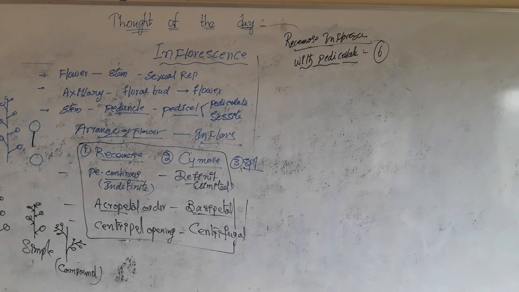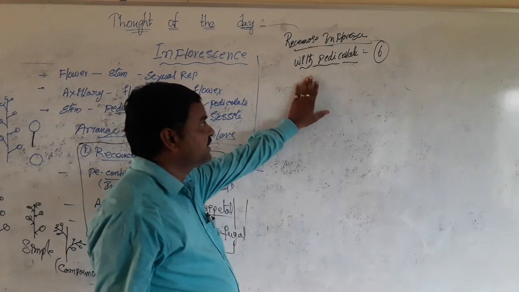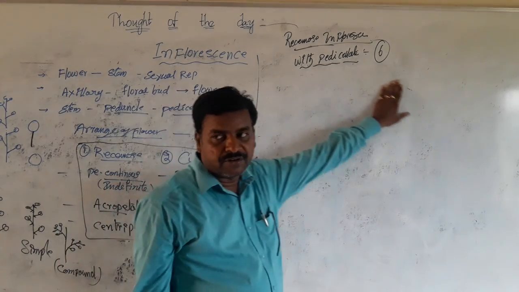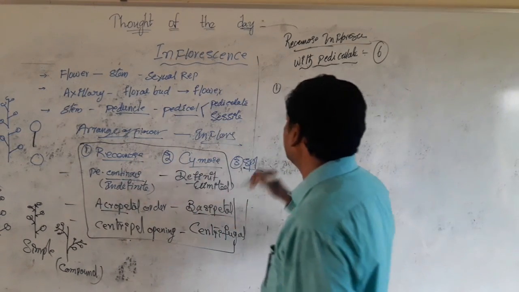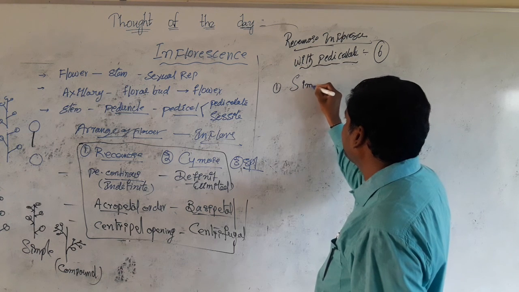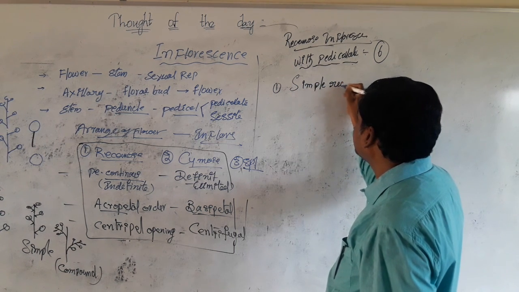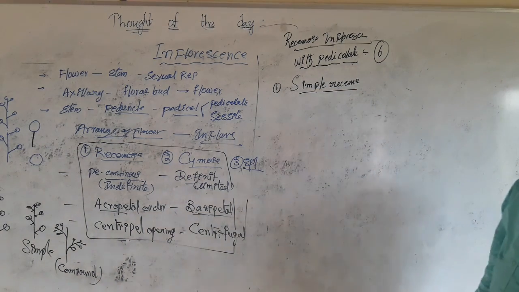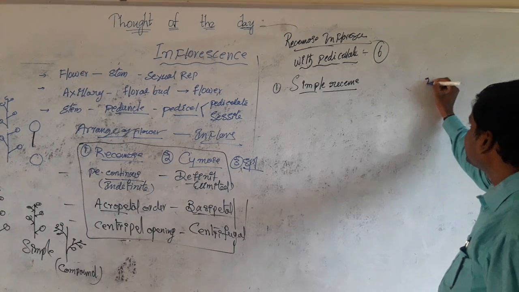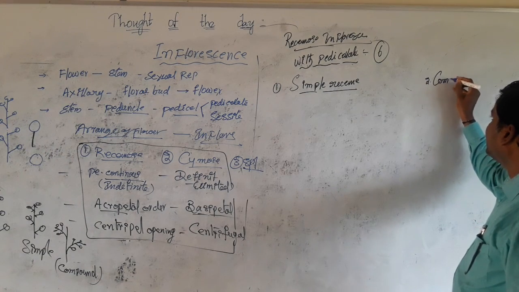Racemose inflorescences are divided into 2 types: racemose inflorescences with pedicellate flowers, and racemose inflorescences with sessile flowers. Now coming to racemose inflorescences with pedicellate flowers, there are a total of 6 types. Okay, 1. This is one, simple raceme, or simple racemose inflorescence. And the second one, compound raceme.